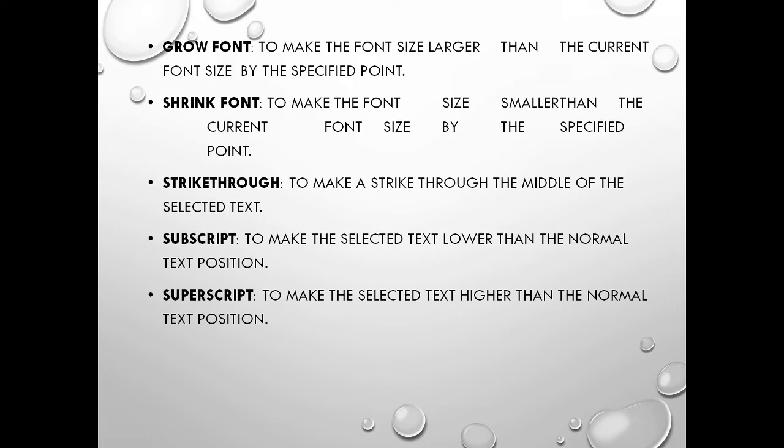Then the next one is strikethrough. Here our word will be seen in the form of a struck word. A line will be there in between, a horizontal line will come through the text that we have written. Then subscript and superscript.